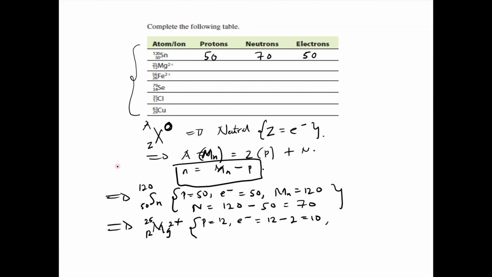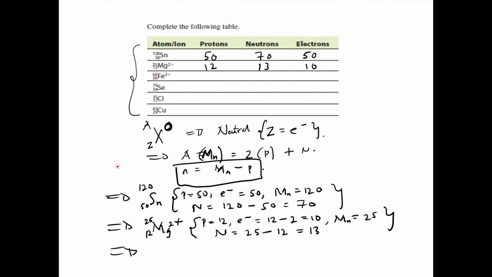Okay, so our mass number for this species is 25. Now, the neutron number will be the mass number, which is 25, minus the proton number, which is 12, and everything will be 13. So that is the information we have now. Let's fill it up. This will be 12, while this one will be 13, while this one will be 10. Okay, that's good. So we are progressing. So the next one here is what?